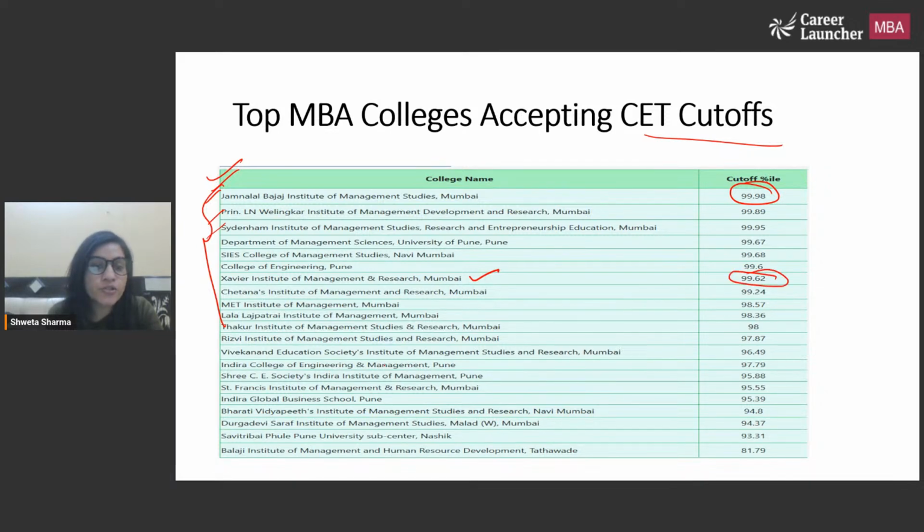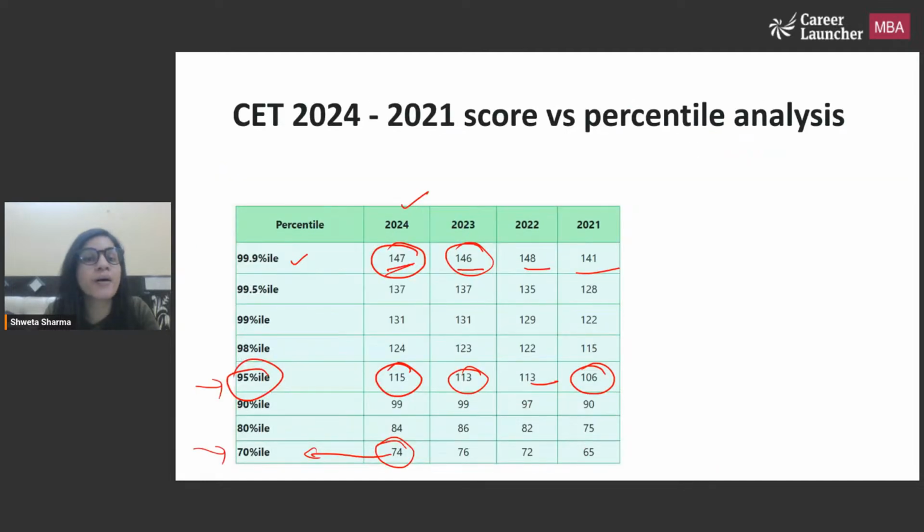And then you have Indira College of Engineering and Management, Pune, Indira Global Business School of Pune, and Balaji Institute of Management and Human Resource Development. Again, depending on which source you want to go for, which field you're planning your master's in, accordingly you can choose a school. But before going to the B school, what is also important is the score you get and the percentile you can map across, right? So whatever your target is, you can see it through the scores.